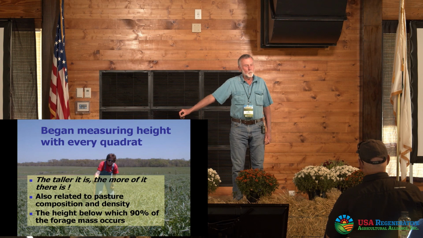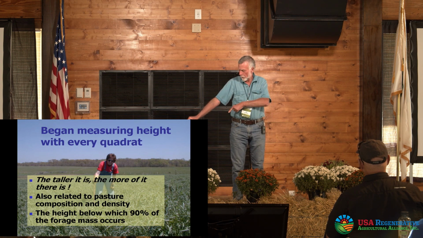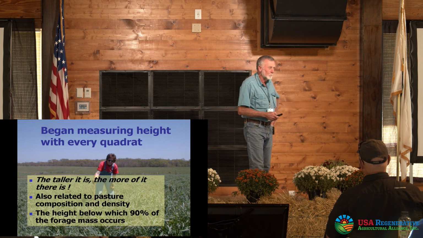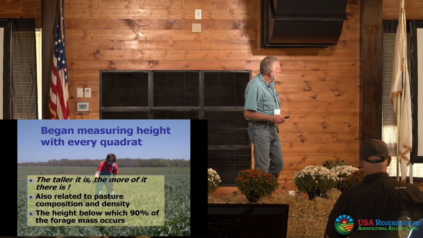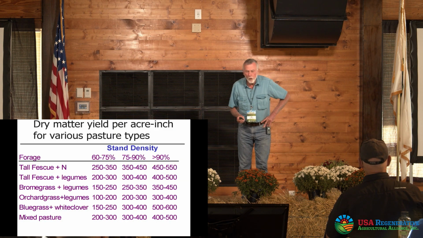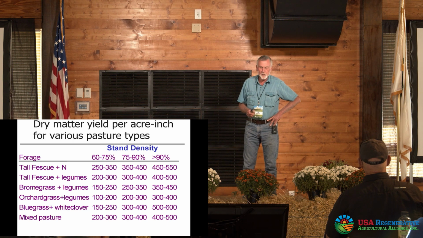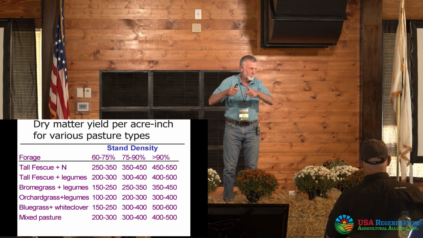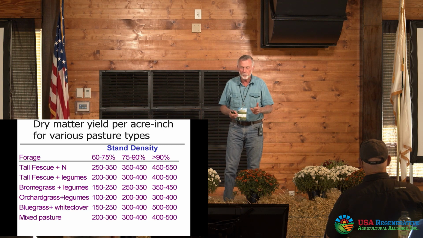All right, the way you properly read is this: extend your arm, you look down, the last clearly read number, that is the height of the pasture. And we define that as the height below which 90% of the forage mass occurs. Not massacres, but mass occurs. All right, so from that work, we generated a table like this. And that table is printed on your sword stick. So you always have it there to refer to.